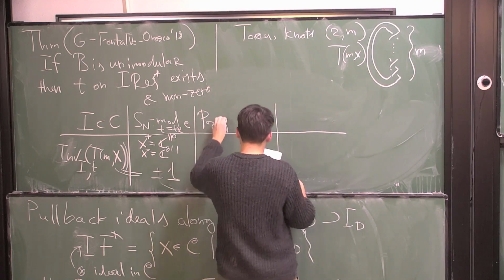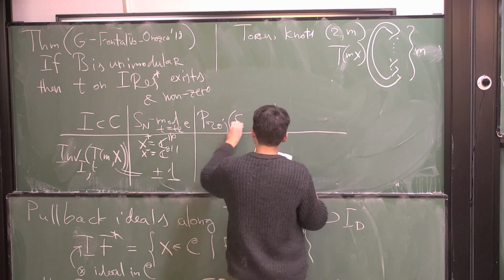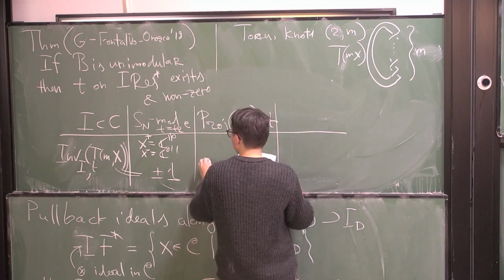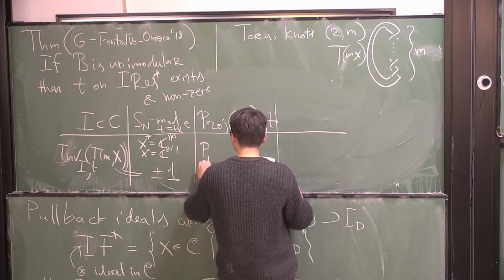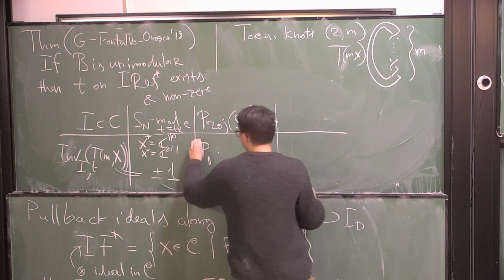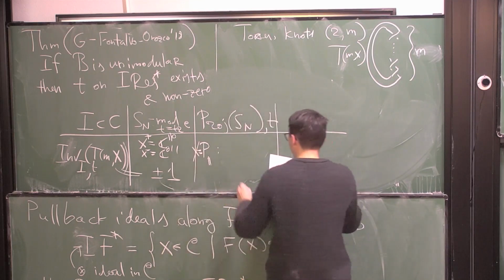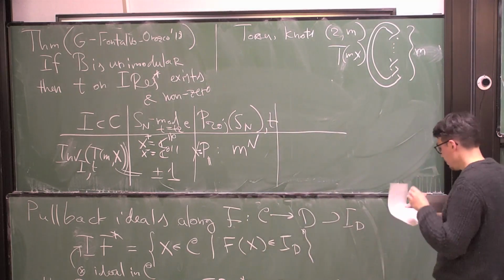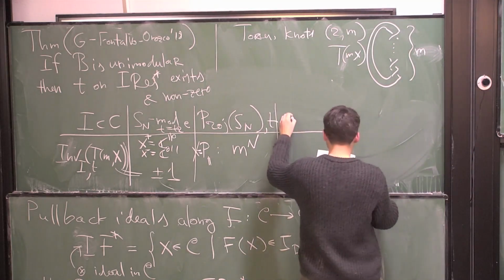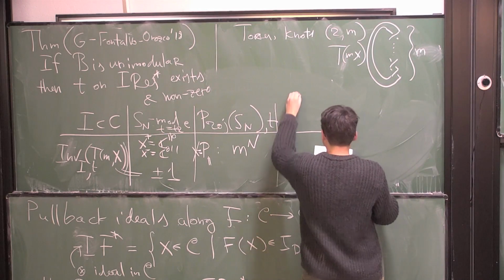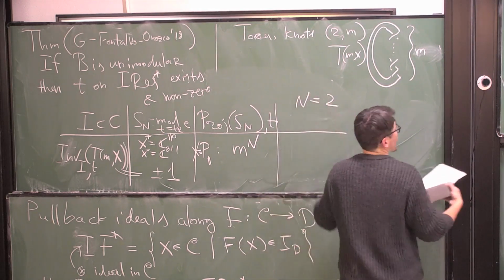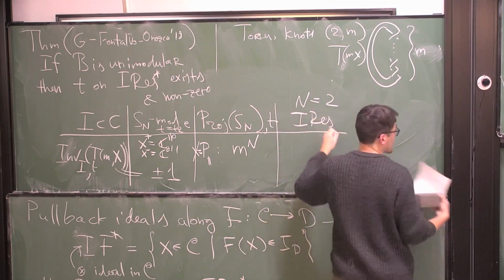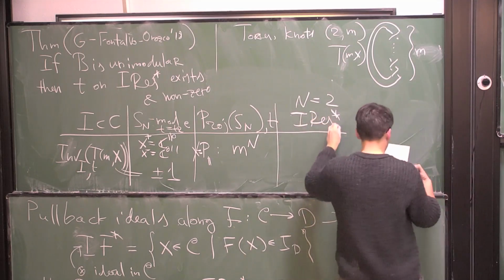Right, projectives of Sn and the trace I have. So then the invariant for the projective cover of 1: let me take X to be the projective cover of 1, and the invariant is m to the n. And now for n equal 2, I will write the invariant for this ideal, the one I described here.